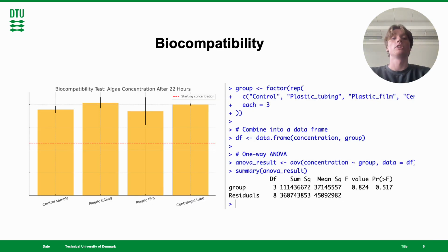So we have also conducted a biocompatibility experiment. We have tested our plastic tubing, our plastic film, and the centrifugal tube used for the OD measurements. We've done 3 tests of every single one of them. And we've also conducted an ANOVA test to see if the difference in means is statistically significant. It is not, as the p-value is over 0.05.